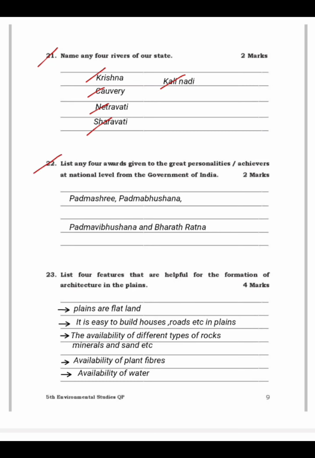Question number 22. List any four awards given to the great personalities, achievers at national level from the government of India. So you have to write the awards given to great personalities or achievers. It may be in sports, it may be any field at national level from the government of India. Here I have written Padma Shri, given by the government at a national level, Padma Bhushan, Padma Vibhushan and Bharat Ratna.